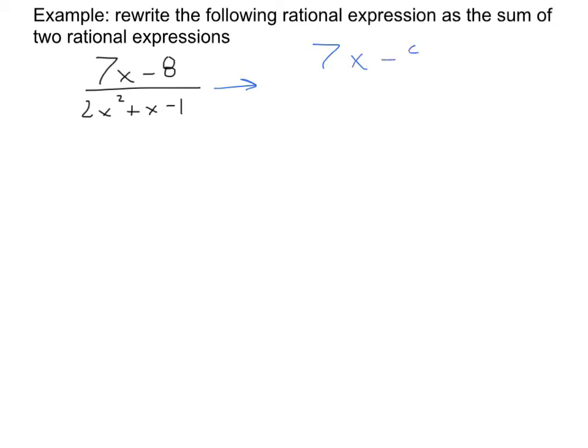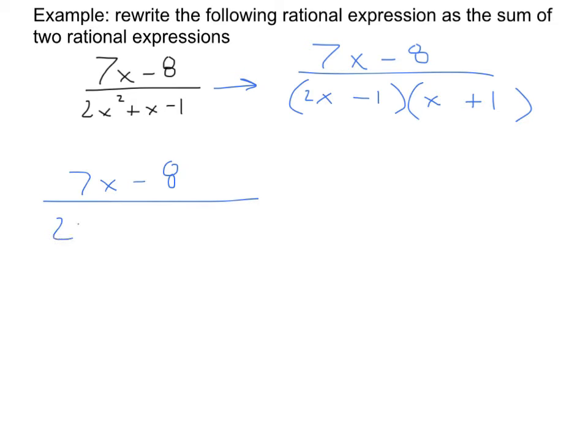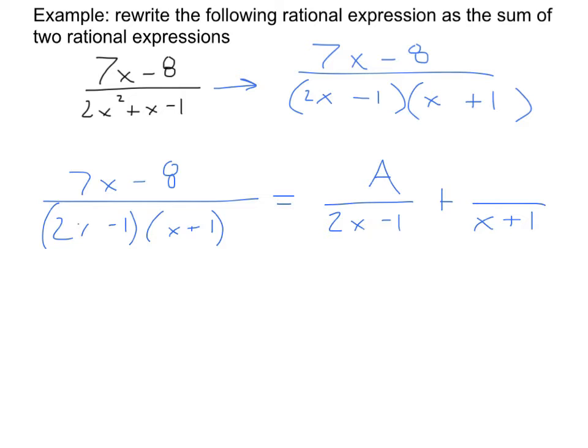Right? The top is definitely 7x minus 8, but the bottom would factor, right? It's going to factor as 2x and x, and then we'll have minus 1 and plus 1. Okay, so great, we know it's supposed to look like that. So now I look at this and say, okay, this means that 7x minus 8 over this thing, 2x minus 1 times x plus 1, we know that it must somehow be equal to something over 2x minus 1 plus something over x plus 1. Because I don't know what those two somethings are, I'm just going to call them capital A and capital B.